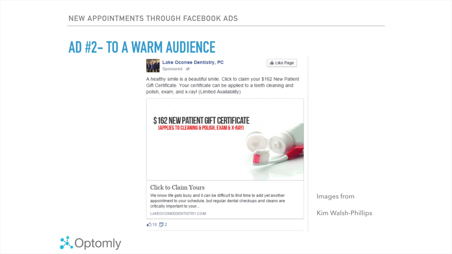The offer that was mentioned was for a free gift certificate towards a consultation. Note that they chose not to say discount, but said gift certificate instead. Also, they used the words limited availability to encourage potential patients to take action now.